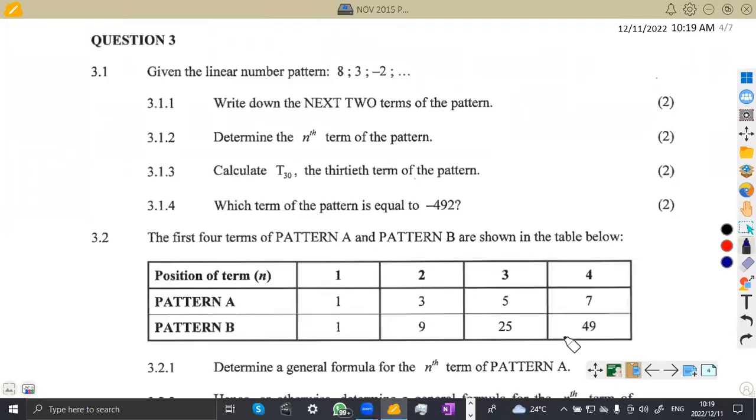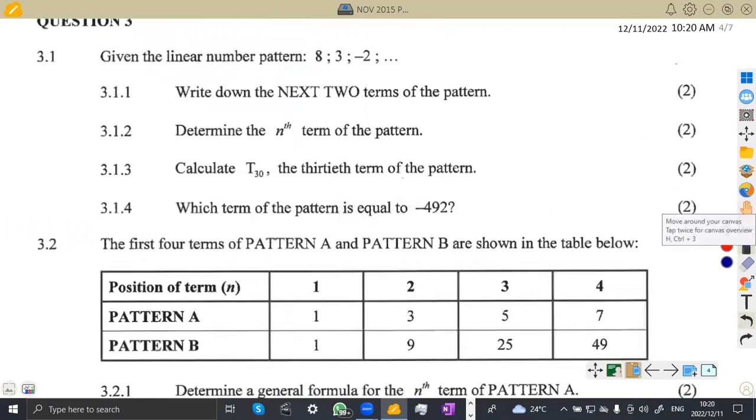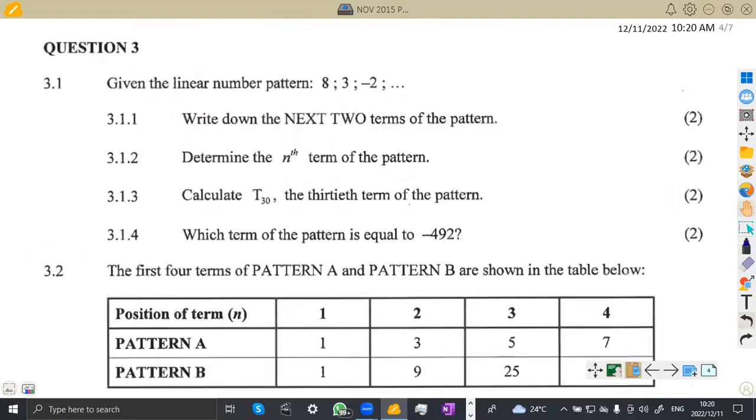Okay, so on question 3, we are given the linear number pattern. So that's a linear sequence that we are given. Write down the next 2 terms of the pattern or the sequence. So what you need is a linear pattern. We know that if we are dealing with a linear pattern, there is always a common difference between the terms. So we are supposed to know the common difference between these terms. So this will be T1, this will be T2, this will be T3, and so on.